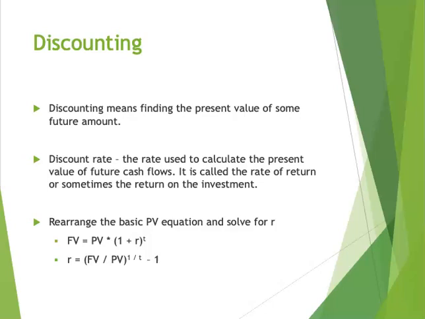As we had seen this equation before, future value equals present value times 1 plus r to the power t. Now instead of solving for future value or present value, we are solving for r. If we rearrange this equation, we get r equals future value divided by present value, to the power 1 divided by t, minus 1.